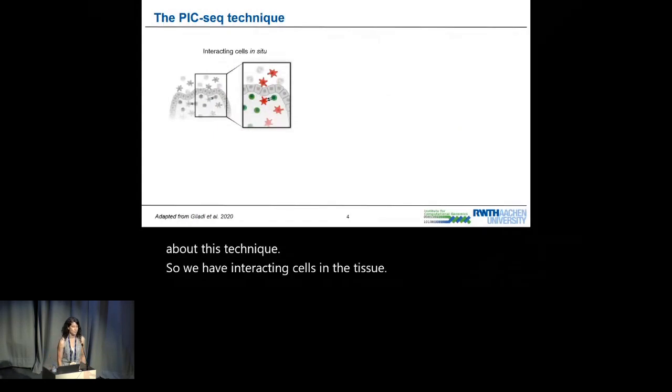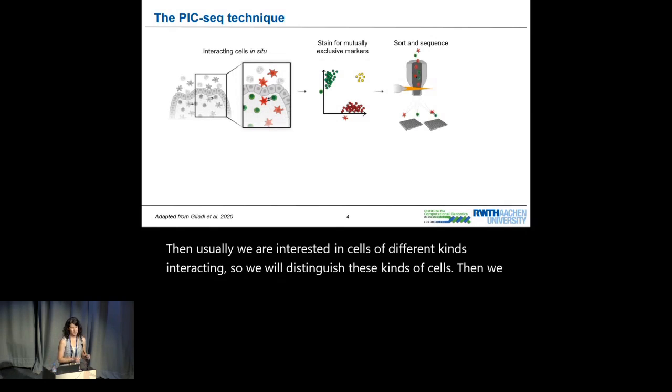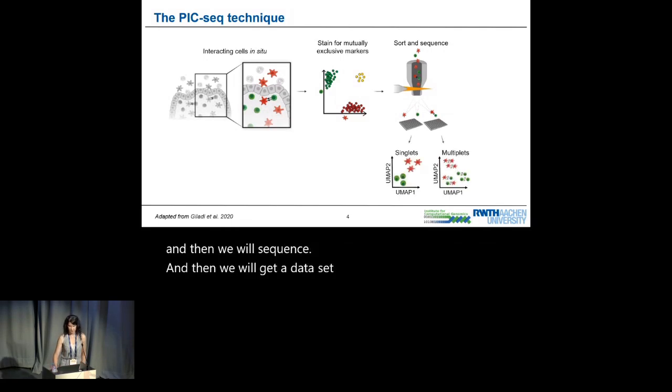Then usually we are interested in cells of different kinds interacting. So we will distinguish these kinds of cells. Then we will sort the single cells and the interacting ones or multiplets, and then we will sequence. And then we will get a data set of singlets and one of multiplets. From here, we can do the deconvolution to figure out the composition of the multiplets, and we can do cell type colocalization.